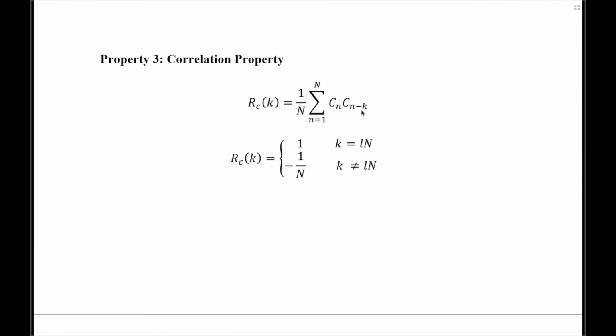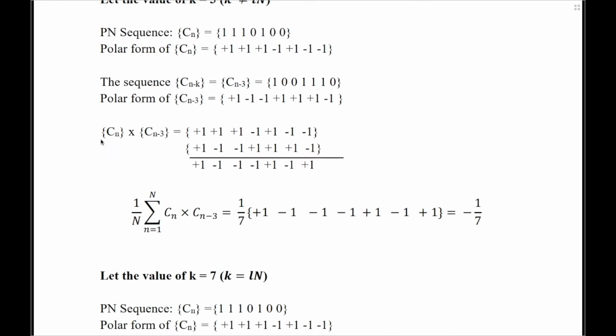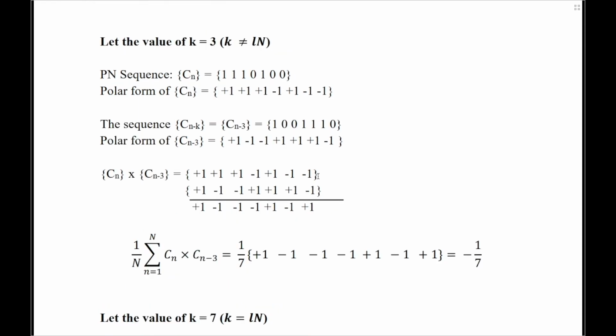Now I am going to compute C of n multiplied by C of n minus k. So I am going to write it as Cn multiplied by Cn minus 3. I have written one below the other because multiplication becomes easier this way. The first sequence here is Cn and the second sequence is Cn minus 3. By multiplication we simply multiply each bit position one by one. So -1 into -1 is +1. -1 into +1 is -1, +1 into +1 is +1. In this fashion, you generate the rest of the sequence.